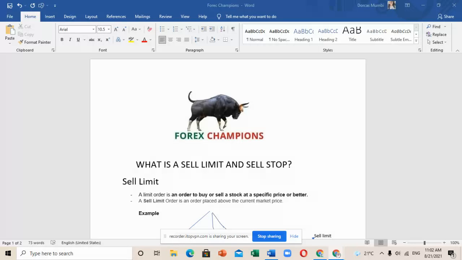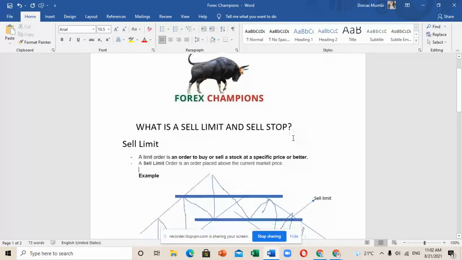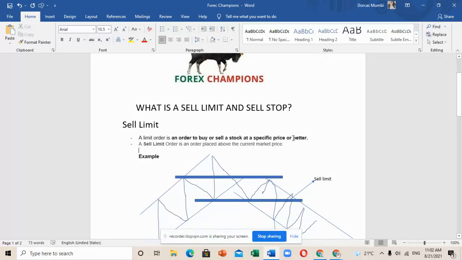In this video, we are going to discuss the difference between a sell limit and a sell stop. In my previous video, I talked about the difference between a buy limit and a buy stop. So I would also like to explain the difference between a sell limit and a sell stop. Without wasting time, let us jump into the video of today. Let us start off with a sell limit.